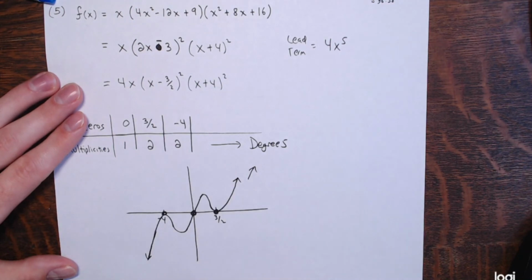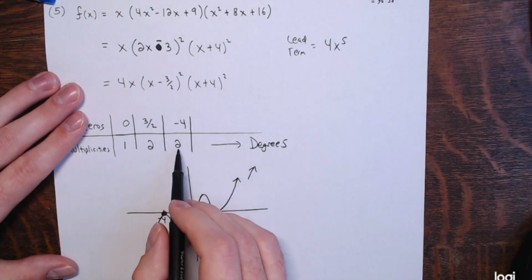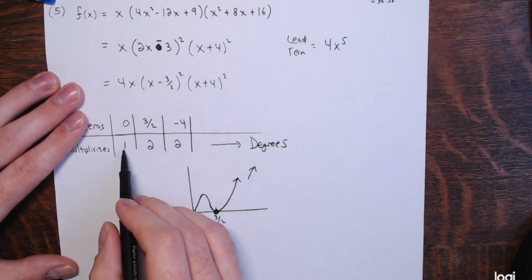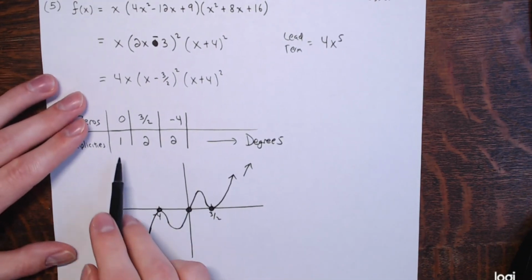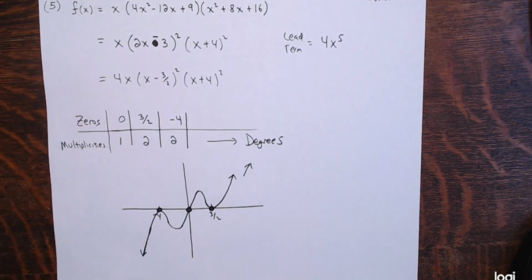The graph's going to be something like this, where it's bouncing off at negative 4 and 3 halves. Those have even multiplicities, and it's crossing over at x equals 0 because of the odd multiplicity. And it's crossing straight over like a line because its multiplicity is 1. All right, so once again, let me enter this.